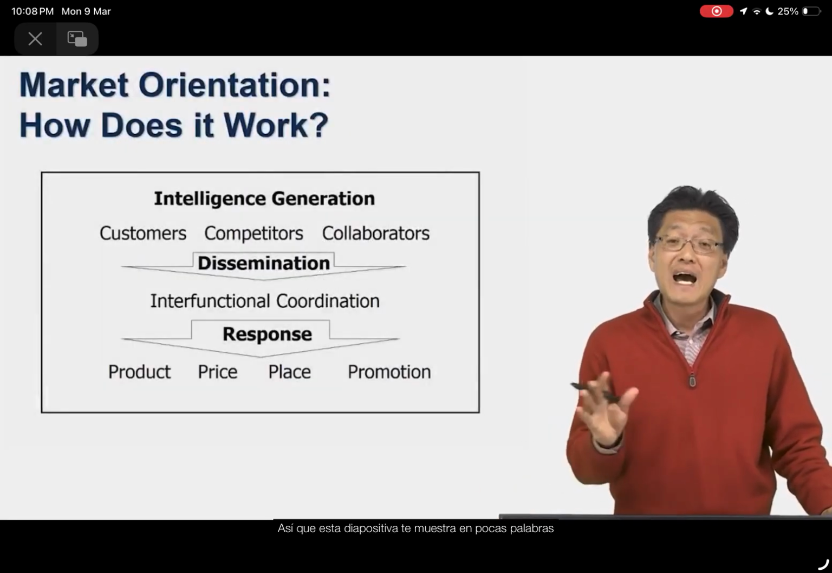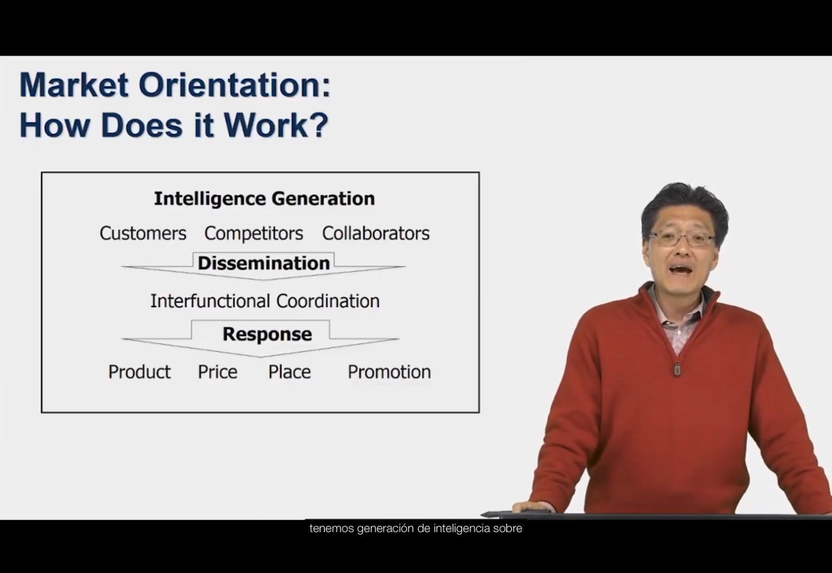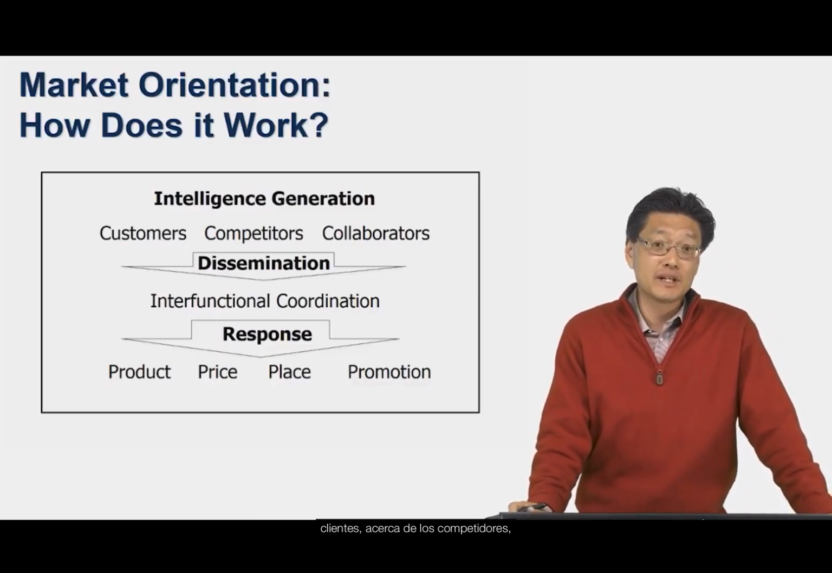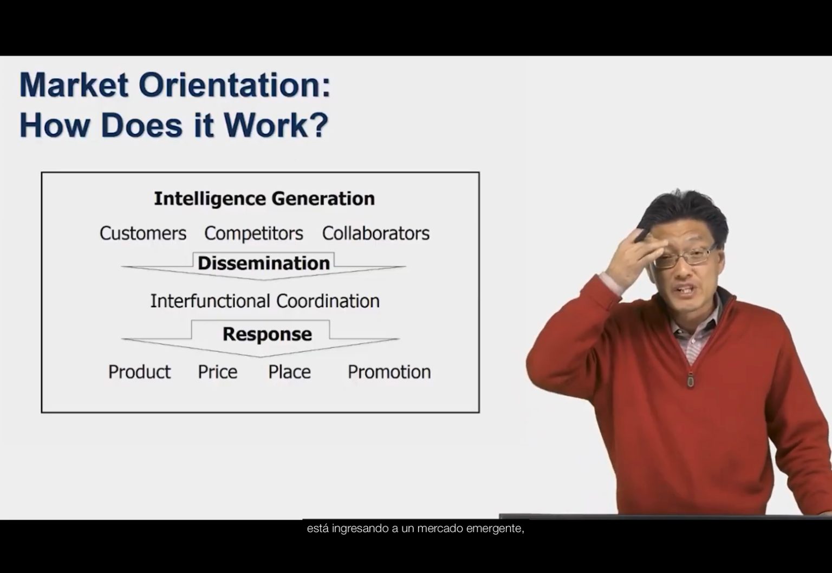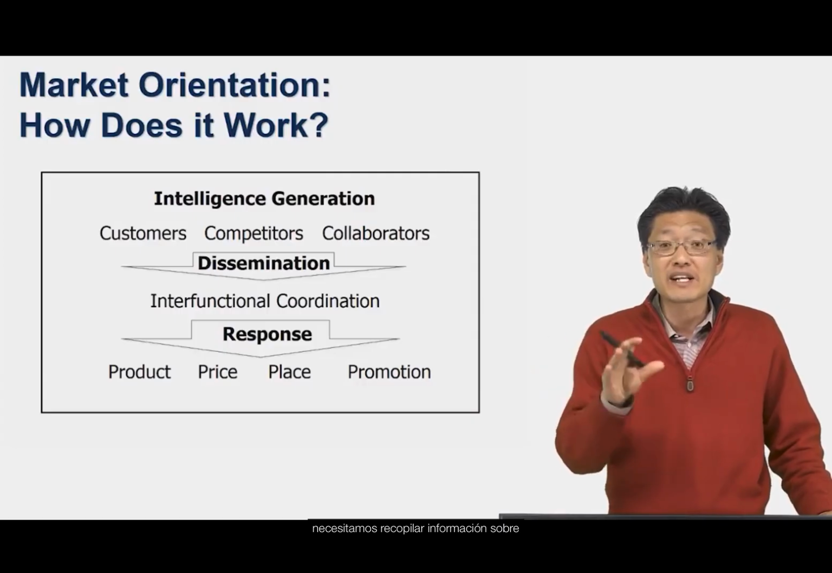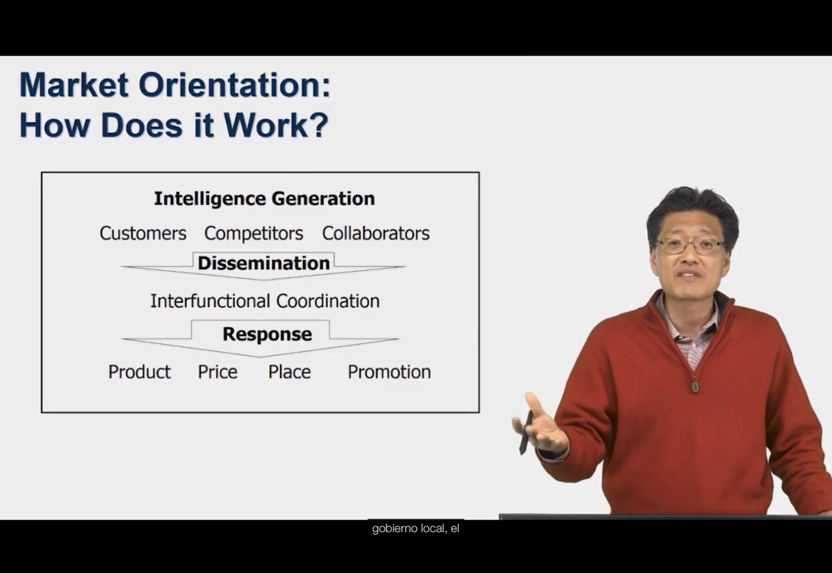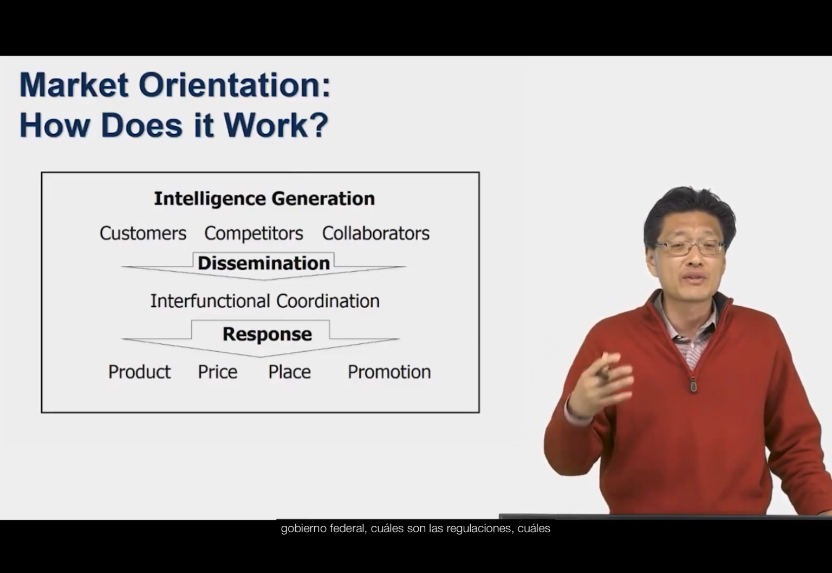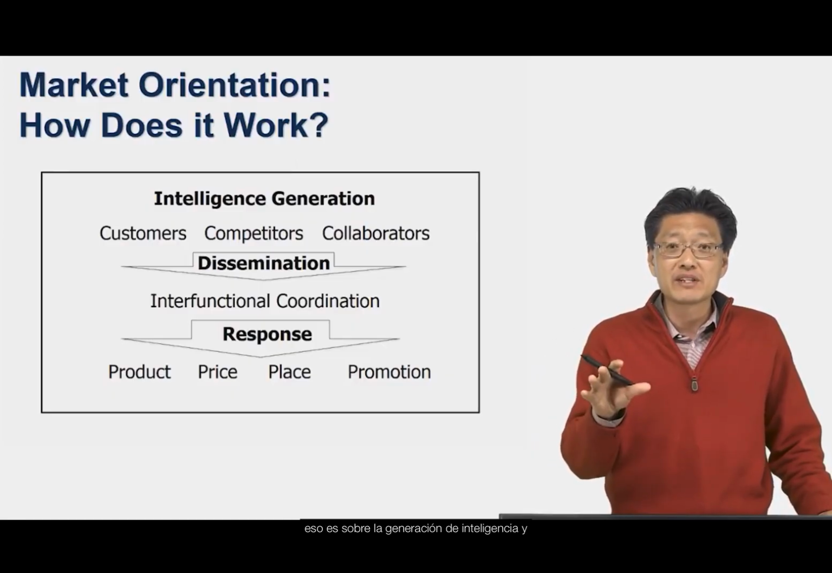So this slide shows you in a nutshell how market orientation works. As we go from top to bottom, we have intelligence generation about customers, about competitors, about collaborators, such as the government, especially if you're entering an emerging market. We need to collect information about the local government, the federal government, what the regulations are, what the laws are for that particular local market. So that's about intelligence generation.